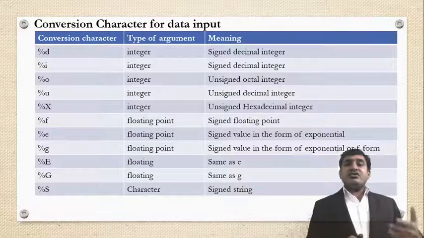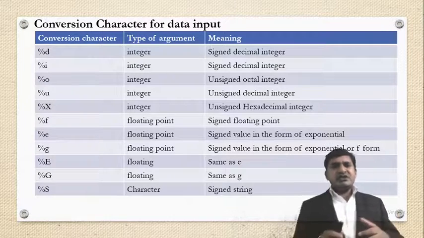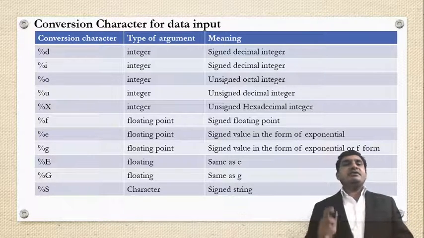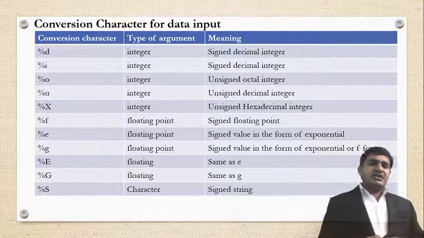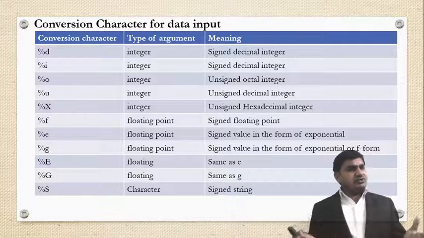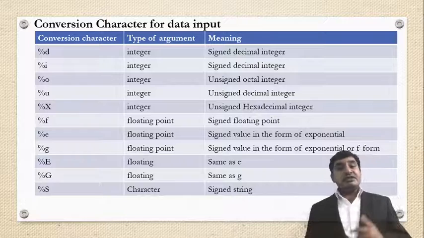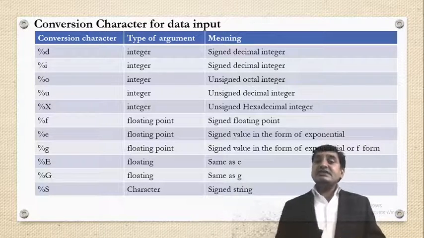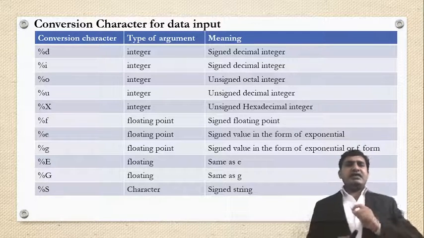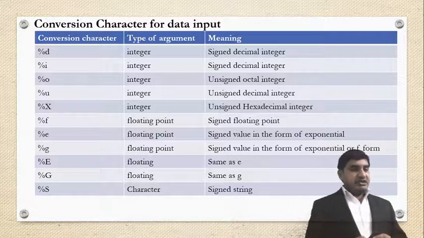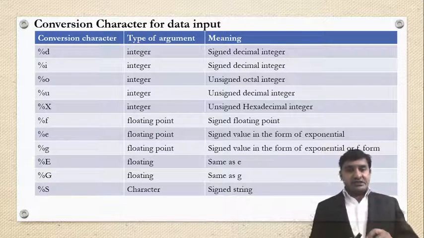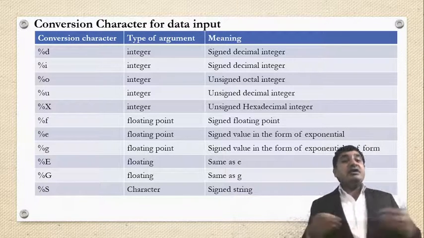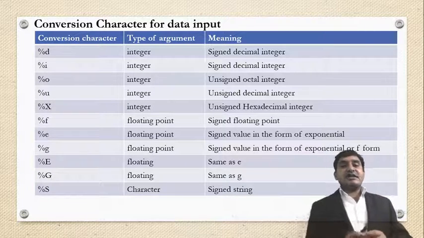Now we have to see the different conversion characters for data input. Generally they are used in a control string. Percentage d is used when the data atom is an integer, a signed decimal integer. We can use percentage d or percentage i when the data atom is a signed decimal integer. Percentage o is an unsigned octal integer. Percentage u indicates an unsigned decimal integer. Percentage x indicates an unsigned hexadecimal integer.